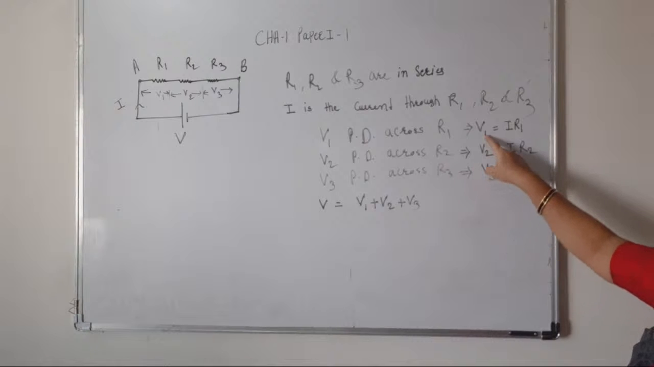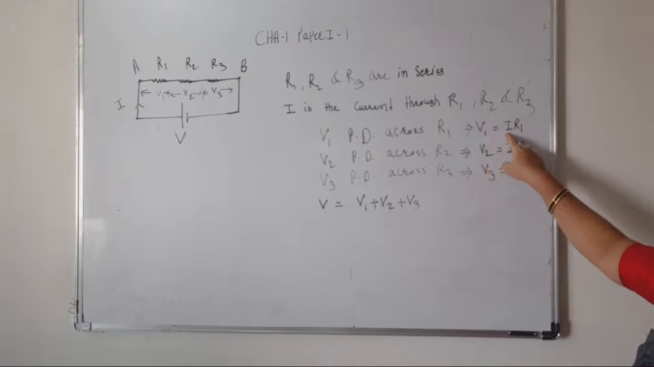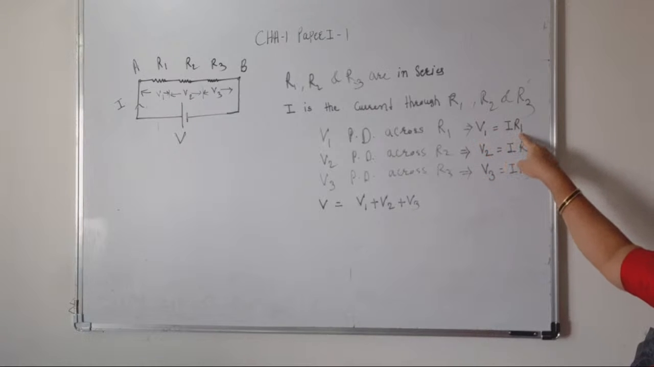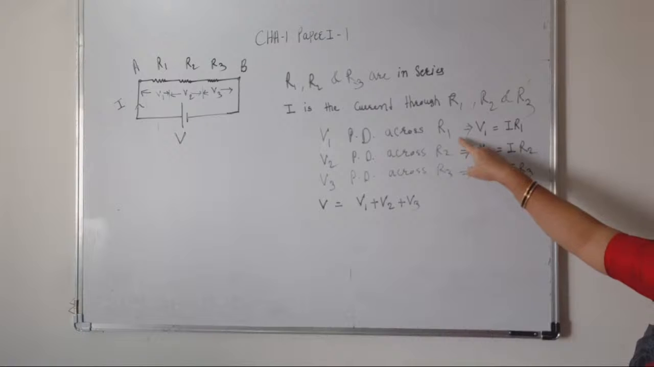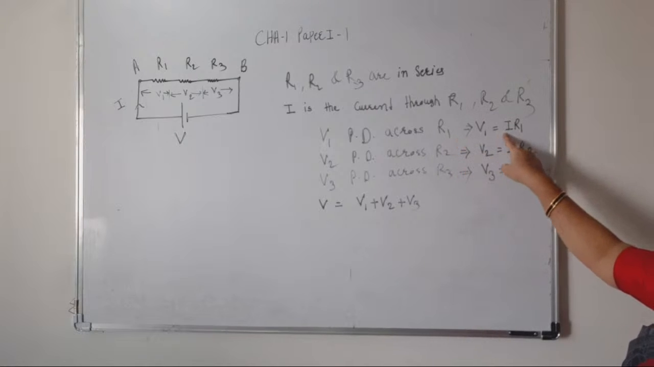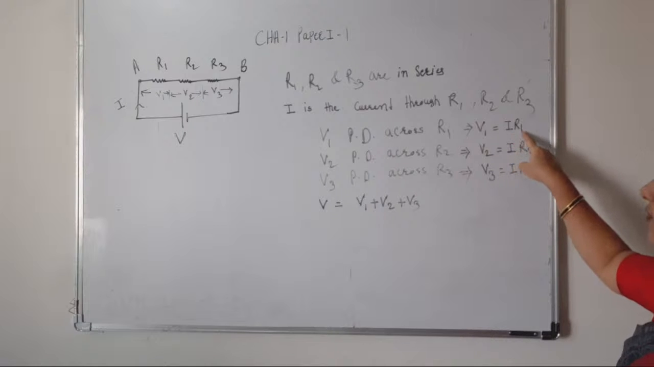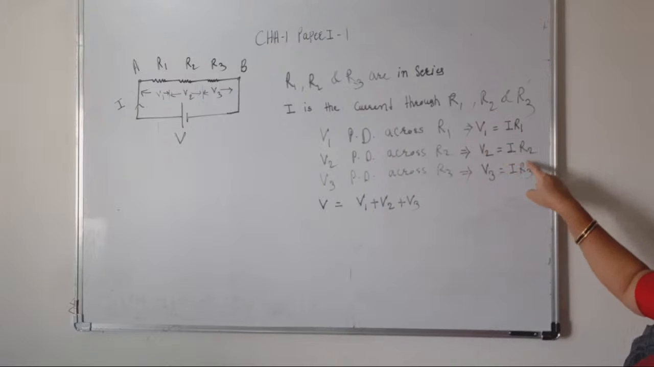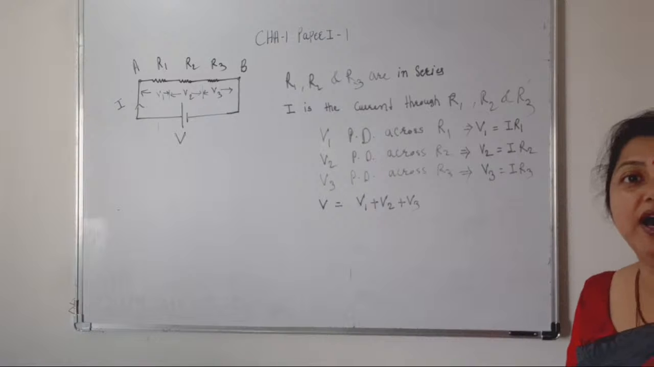And what is the value of V1? V1 is equal to, according to the formula of Ohm's law, V is equal to IR. So V1 is the potential drop across R1, therefore the current through that R1 is I, therefore V1 is equal to I into R1, V2 is equal to I into R2 and V3 is equal to I into R3.